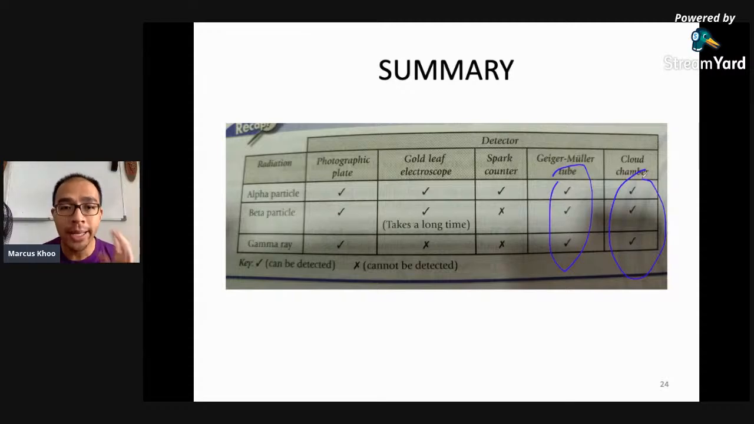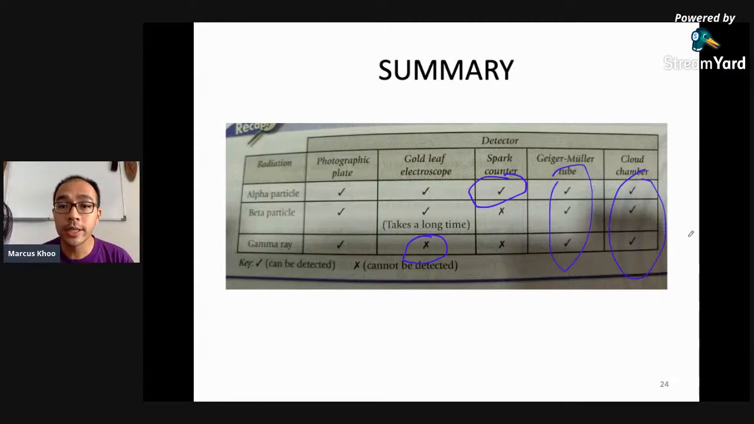But definitely the one that cannot is the spark counter. Spark counter can only detect alpha particle because the ionizing power of alpha particle is very high. As for the gold leaf electroscope, as I said just now, since it works on charges, it depends on whether the particle has a charge. Definitely gamma ray cannot because gamma ray has no charge. Alpha particle can because the ionizing power is high. Beta particle also can, but it will take a very long time, and actually the gold leaf will be repelled.